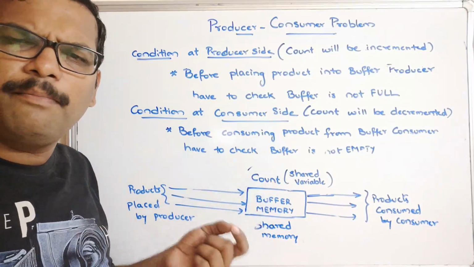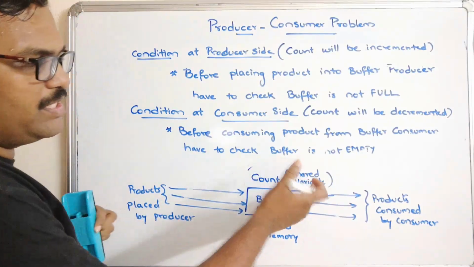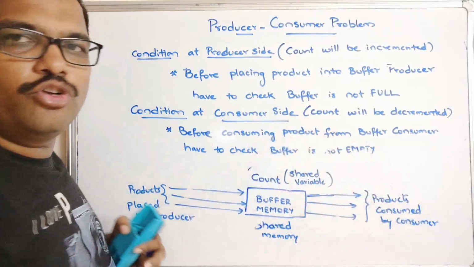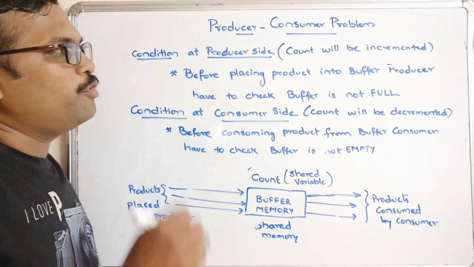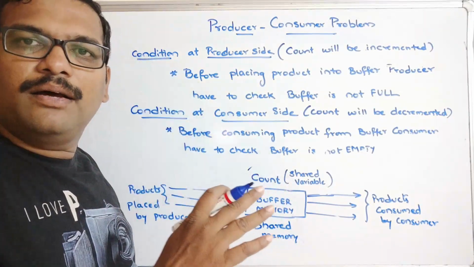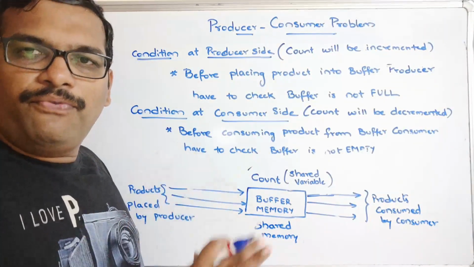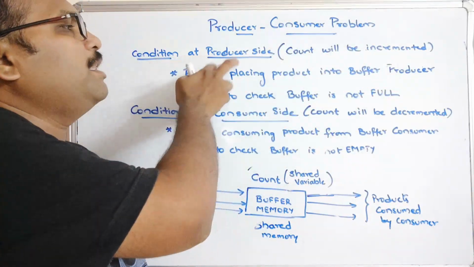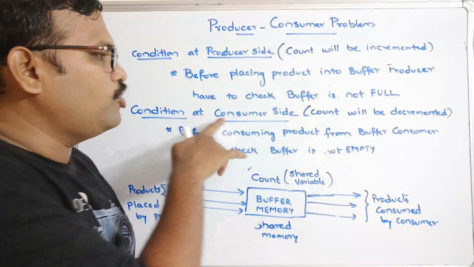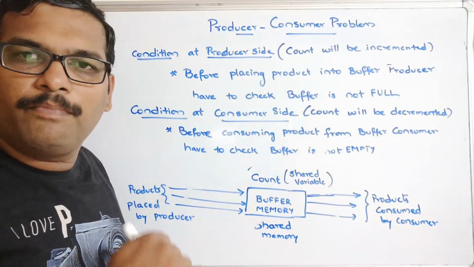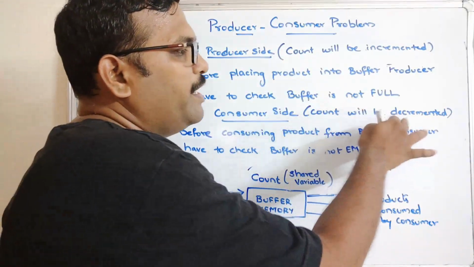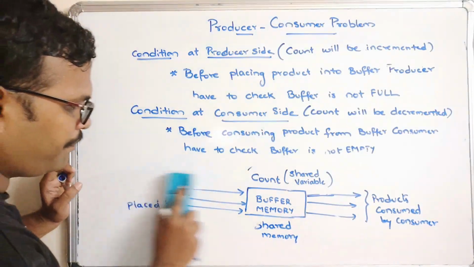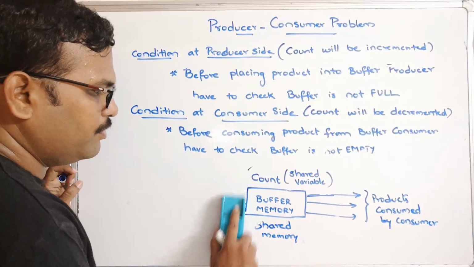Count is nothing but a normal integer variable, which is a shared variable that will be shared among both the producer and the consumer. So whenever the producer places the product into the buffer, immediately the count will be incremented by 1 by the producer. Whenever the consumer consumes the product from the buffer, immediately the count will be decremented by the consumer. Right? See, for example, you can observe here.